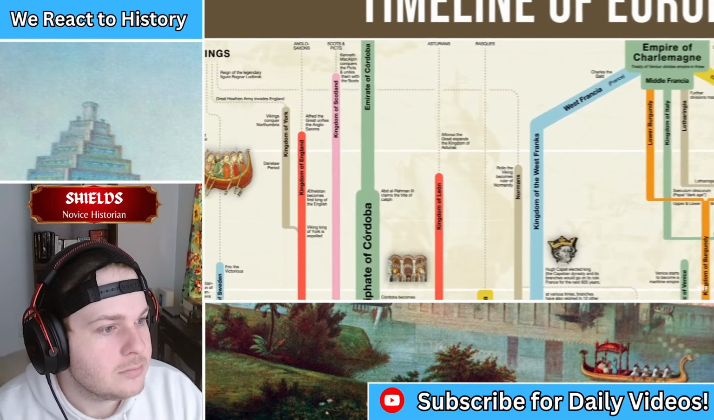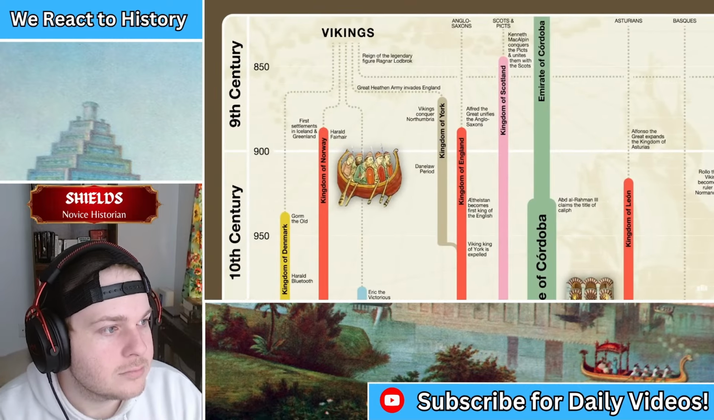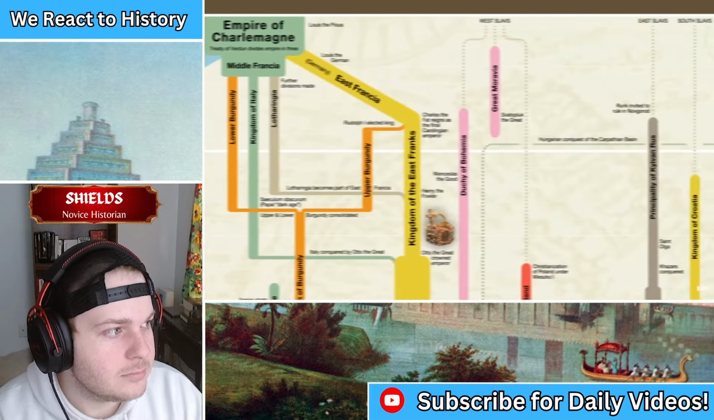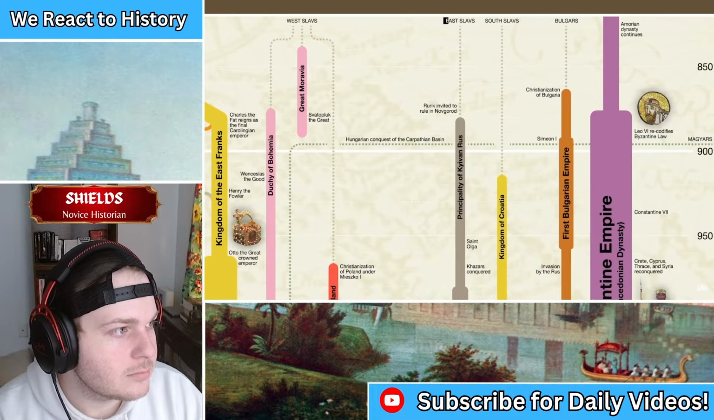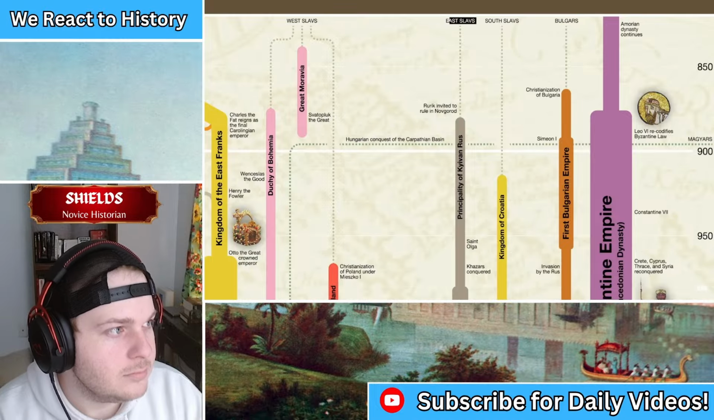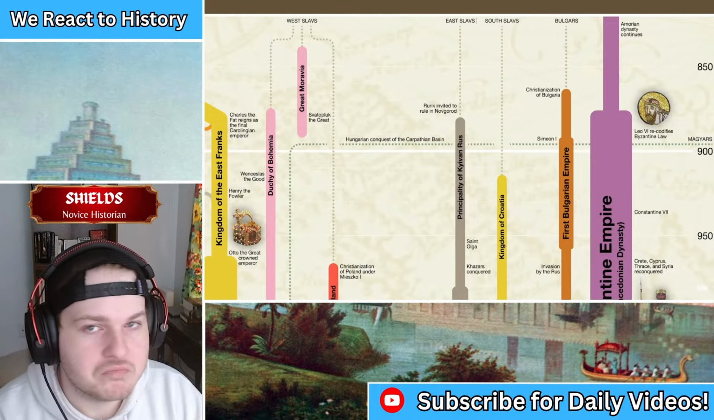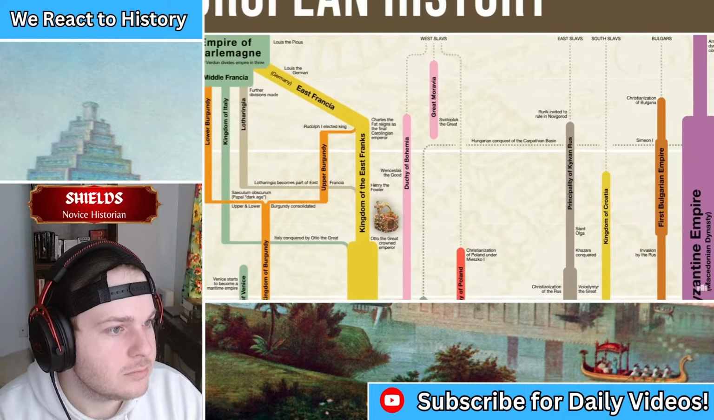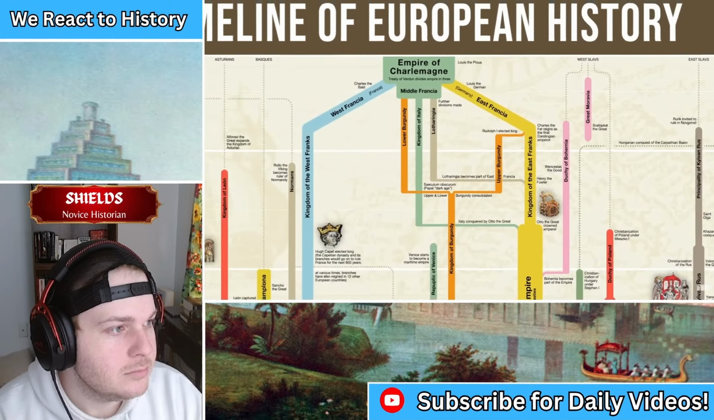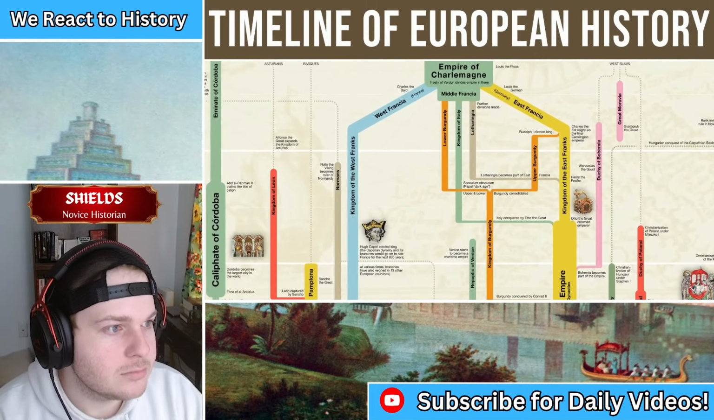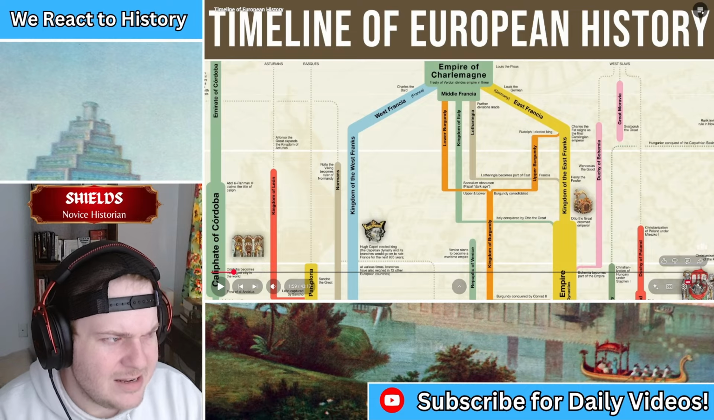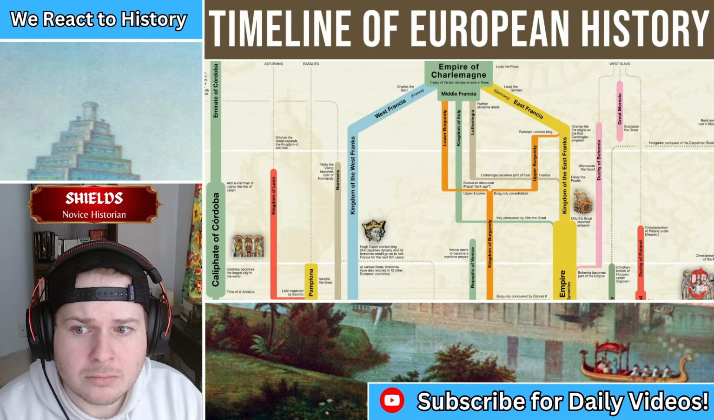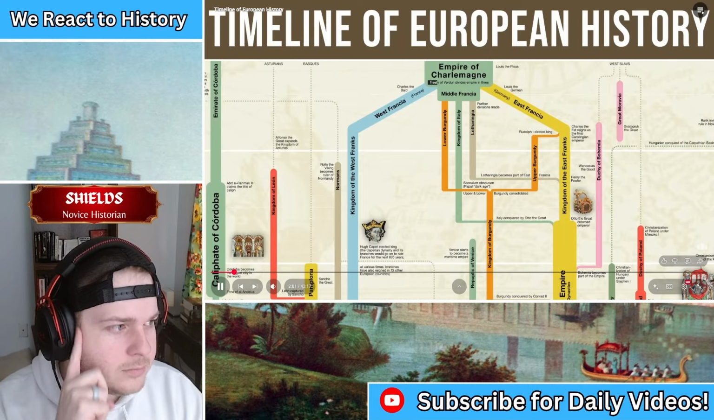For example, England at the time was divided into a bunch of different Anglo-Saxon kingdoms, and in what is today Ukraine and Russia, the East Slavs had arrived but had not yet created a formal state. Now, the reason why this chart begins in 843 is because that's the year that the Empire of Charlemagne was divided between his three main grandsons in what's known as the Treaty of Verdun.